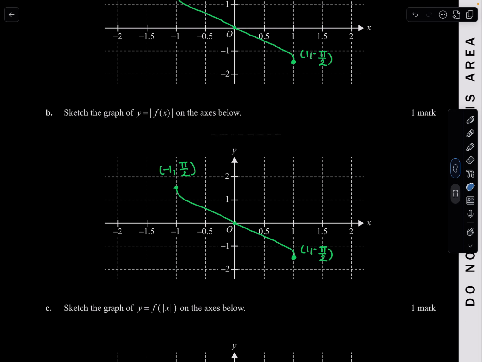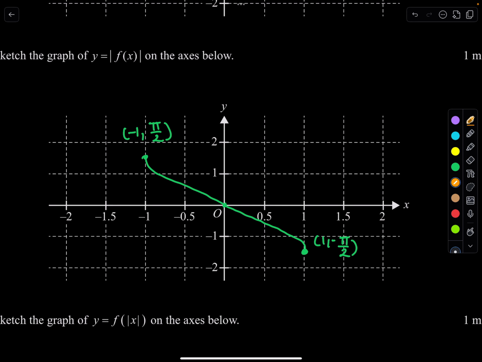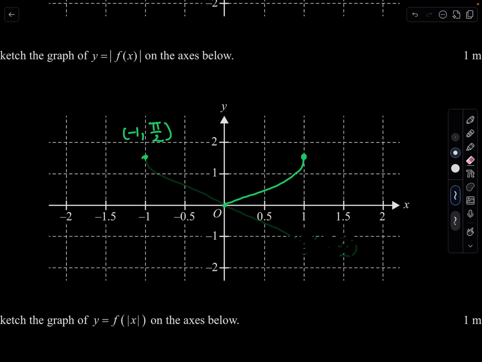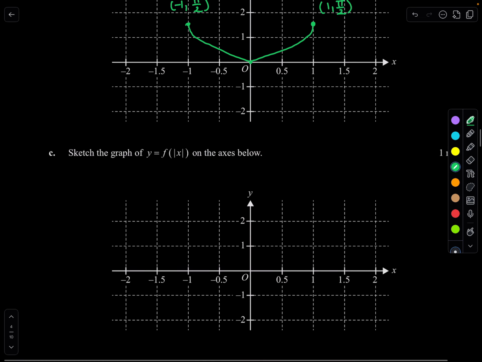If you're taking the absolute value of the full function, all these negative y values, so basically from here to here, get reflected in the x-axis. So what we're going to do is take this here and just reflect it. So it'll be basically here, and then it's going to go like this. Like that, nicely. Let me rub that out. Oopsie. There it is. So that's going to be 1, and that's going to be pi on 2. Done. Easy.